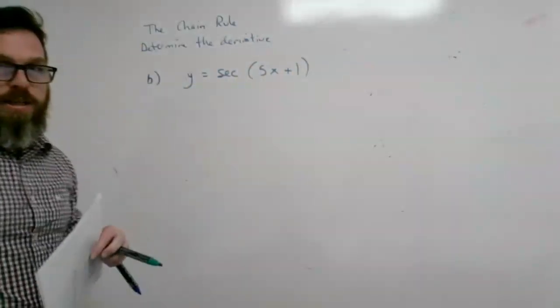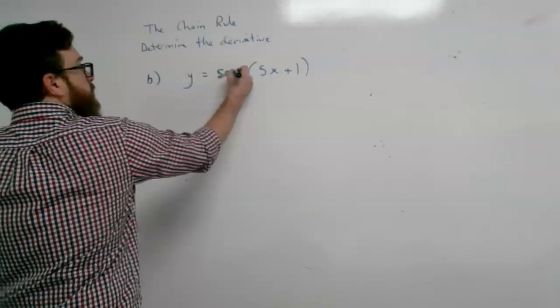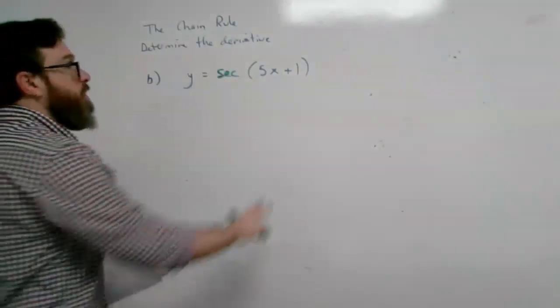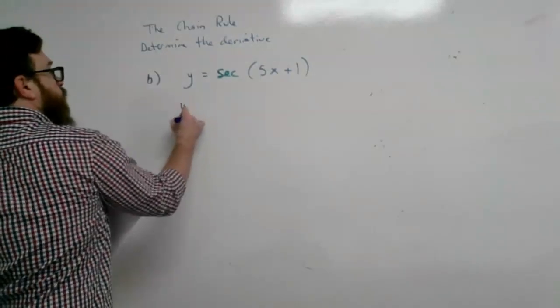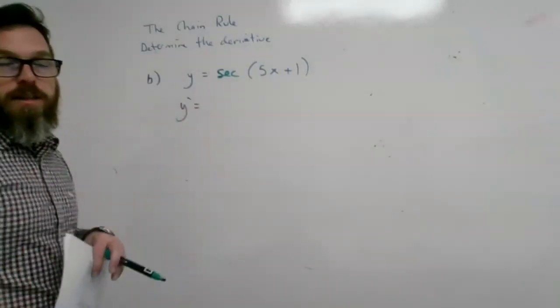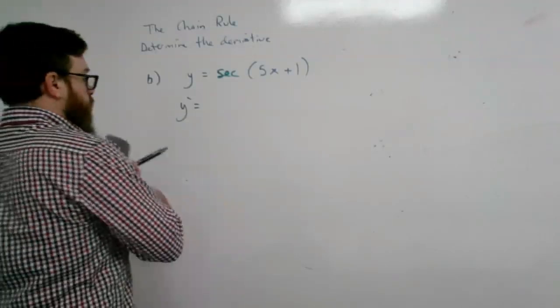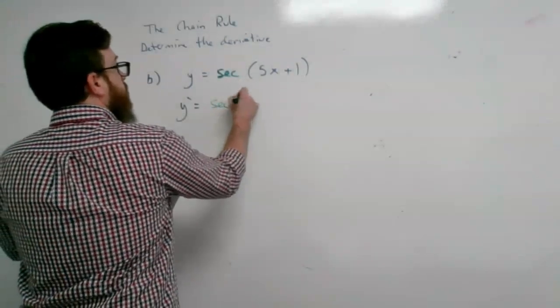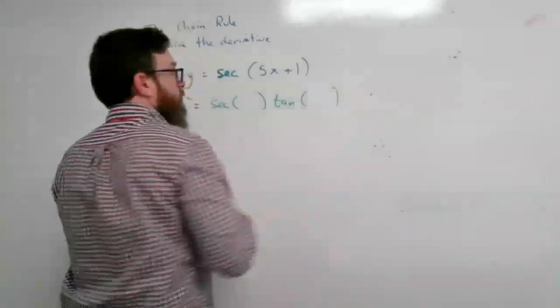So identifying the outside function and the inside function are important. The outer function being the secant, so that's your f function, and your g of x being composed as 5x plus 1. So when I want to find the derivative of this, remember that the derivative of the secant of x is equal to the secant of x tangent of x.